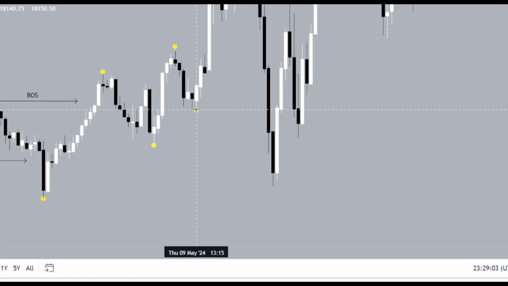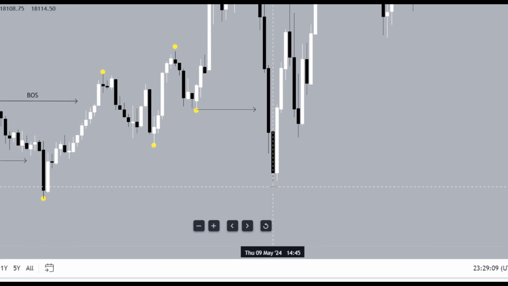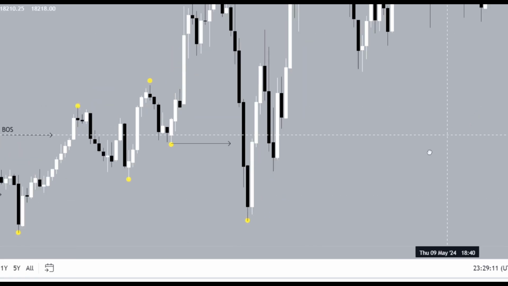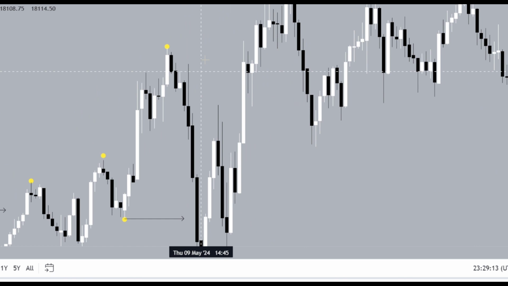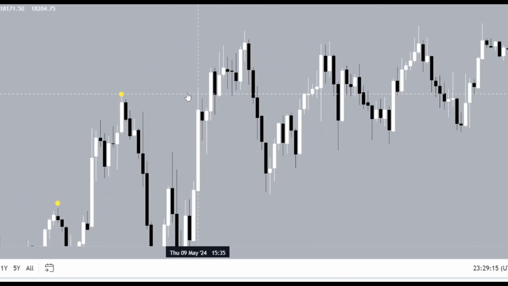This is a valid break of structure to the downside. Now from here, this gives rise to a structural low down here. This is a structural low in the markets. Now from here, this high gets broken. So now we have a structural high to deal with.